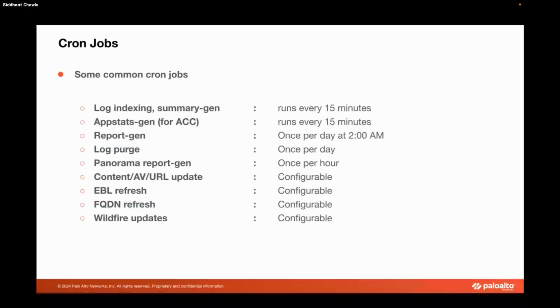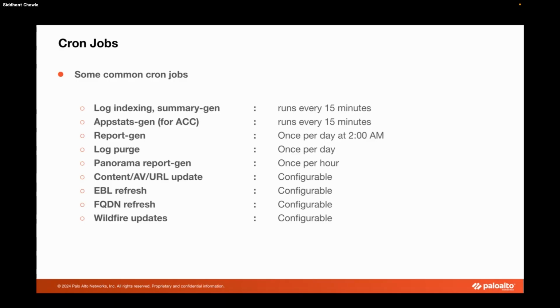Cron jobs. Cron jobs, as you know, are scheduled tasks. Some common scheduled tasks running on the device are as follows. Log indexing and summary generation runs every 15 minutes. Abstract generation for the ACC report runs by default every 15 minutes.